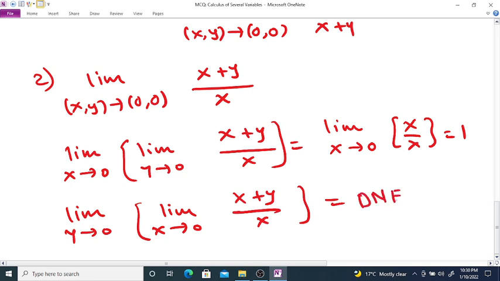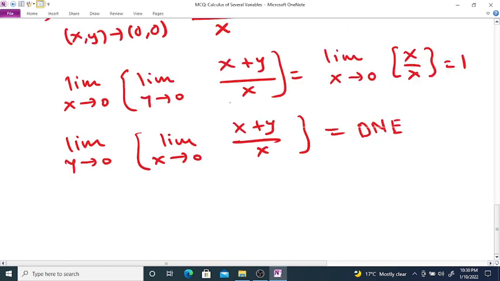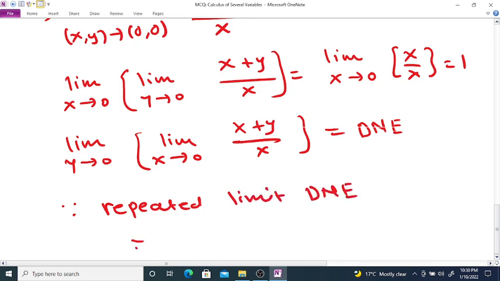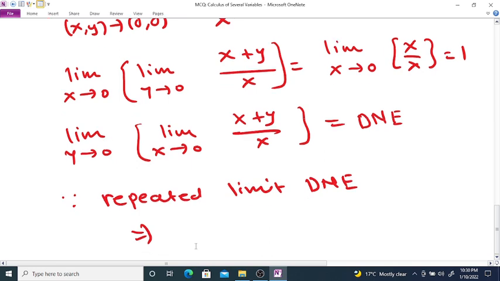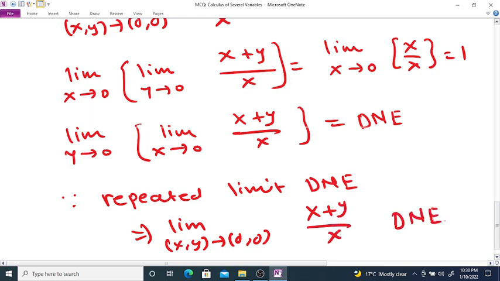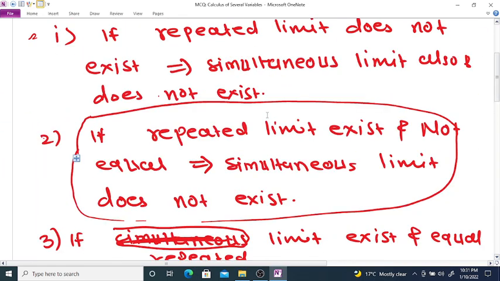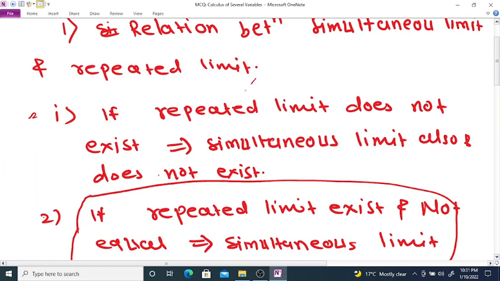This limit does not exist, or it is infinity. Since the repeated limit does not exist, in this case we can say that the simultaneous limit as (x, y) tends to (0, 0) of x plus y divided by x does not exist. So this is case number 1: if the repeated limit does not exist, then the simultaneous limit does not exist.